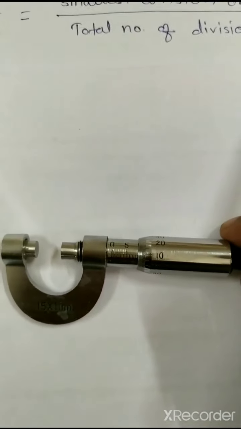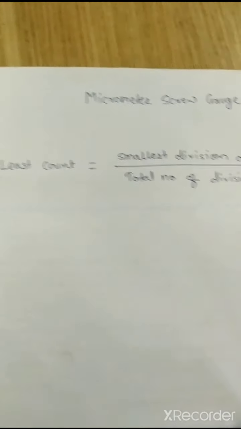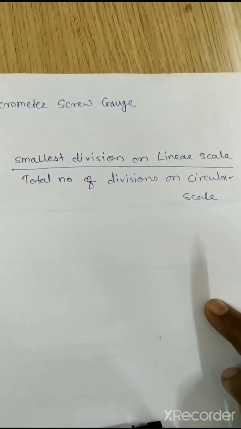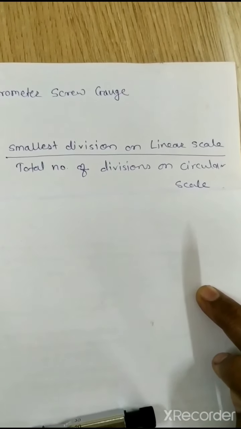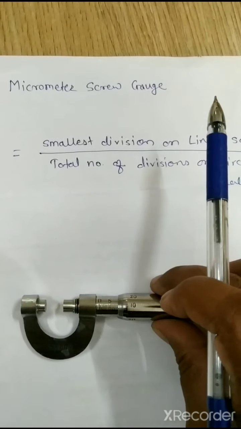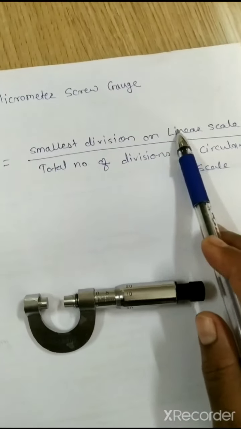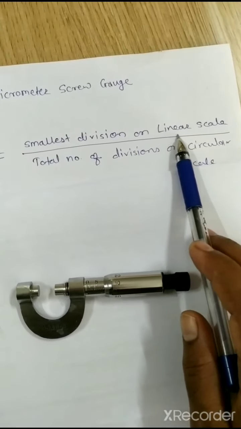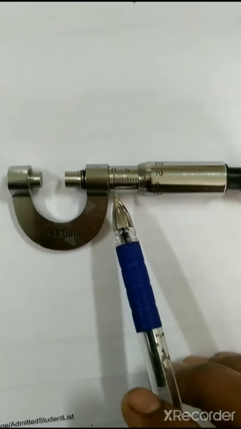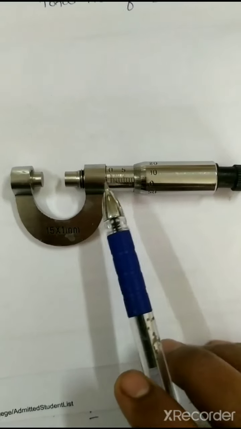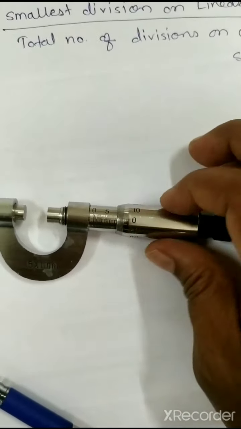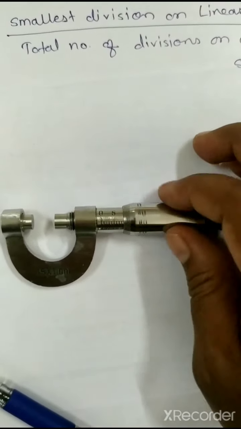Now see the formula for least count. Least count formula, that is smallest division on a linear scale divided by total number of divisions on a circular scale. See the micrometer screw gauge. First we have to know which is linear scale and which is circular scale. See, this steady scale is called as linear scale and this rotating scale is called as circular scale.